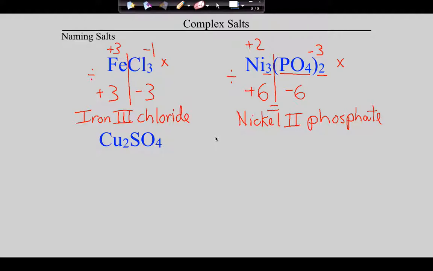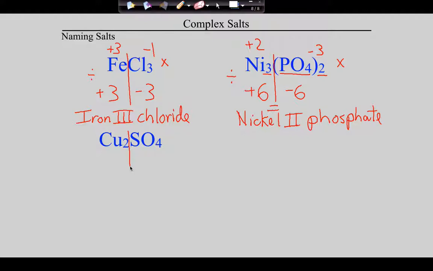Moving along. Cu2SO4. First thing we do, you're going to forget: look up the charge of copper. And guys, copper can have more than 1 charge. It can be +2 or +1. That means that we've got to split this in half. We've got to break it down.